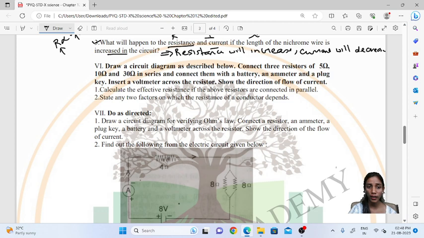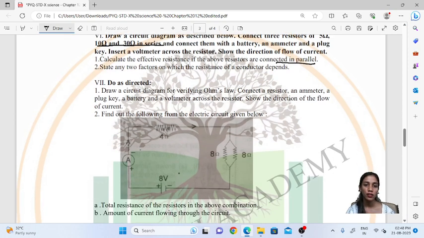So you have to pay attention over here. You have to draw the circuit in series, but then you have to solve it to find the resistance in parallel connection. So you have to read the question very carefully. Then, state two factors on which the resistance of the conductor depends. The resistance of the conductor depends on the two factors we have just discussed. First is the length and second is the area of the conductor.